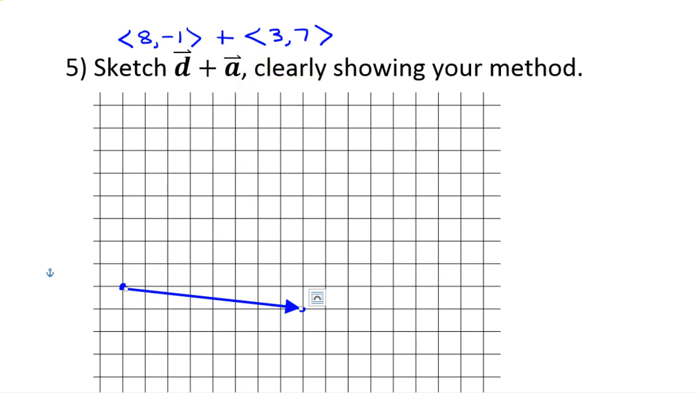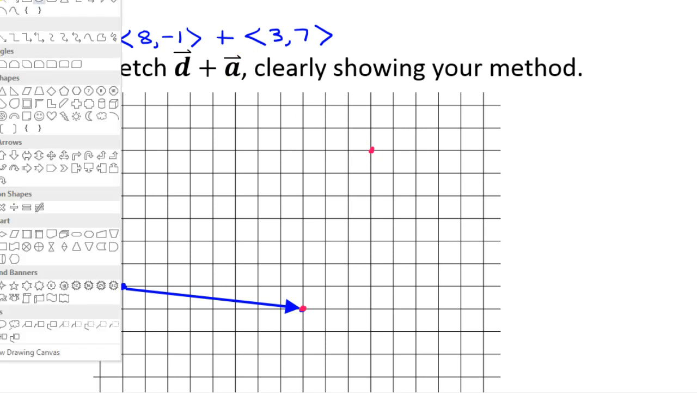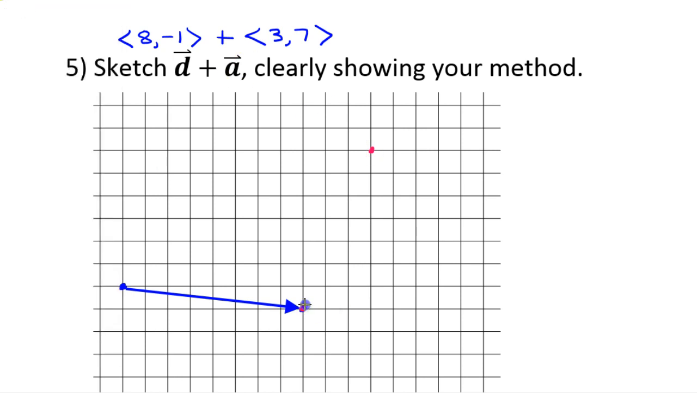Now, let's do vector a. When you are adding, you put the vectors head to tail. So that means we will start vector a from the terminal point of vector d. So this will now be the initial point for vector a. From there, we should go right 3, up 7. So right 3 and up 2, 4, 6, 7. There's my terminal point. Alright, so drawing vector a, it's going to look like this. I'll make this one red.